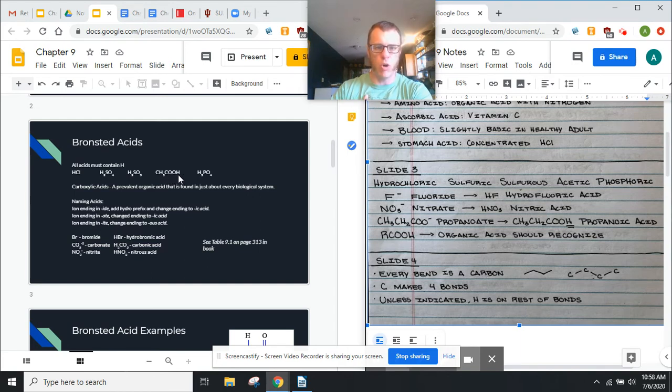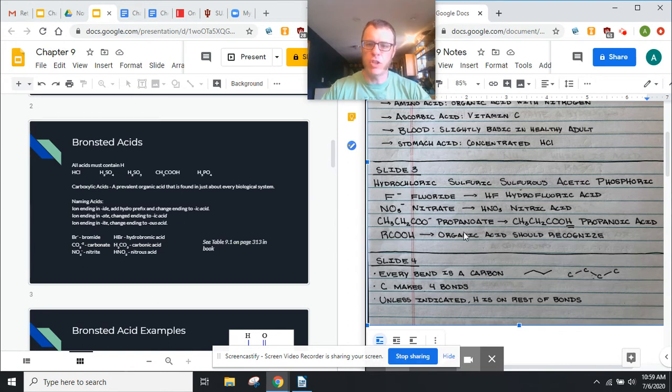You see the COOH there. That is an organic acid, and it's a structure that plays a huge role in a lot of different processes. And so you're going to have to recognize that. And then phosphoric acid here is just another mineral acid. Carboxylic acids, organic acids. This is a pretty prevalent organic acid, and it's found in just about every biological system, and that's this COOH. You can read here how we name things.